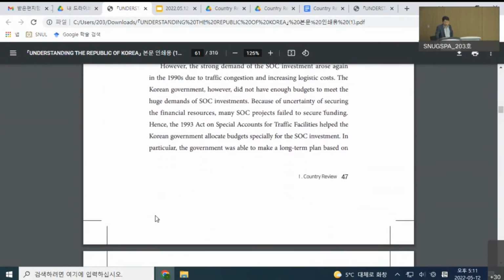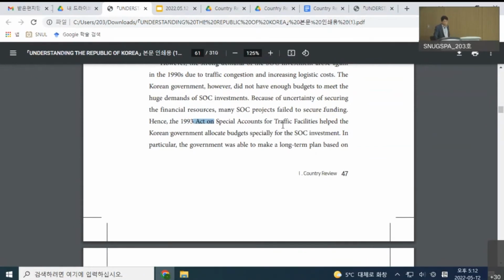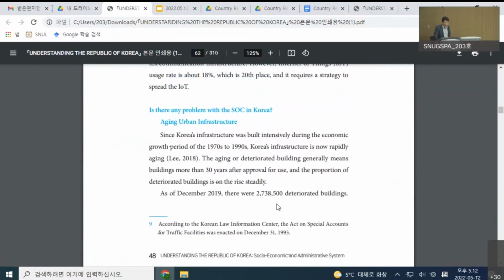And also the account is the 1993 Act on Special Account for Traffic Facilities. This would be, I think, a pretty good idea for developing countries. The special account for traffic facilities is specialized to develop the infrastructure. You know what? Many developing countries usually rely on foreign direct investment or ODA funds to develop infrastructure, but that is not sustainable. Rather than rely on these external sources, Korea tried to use domestic funds to develop the traffic facilities. That's also a notable thing.